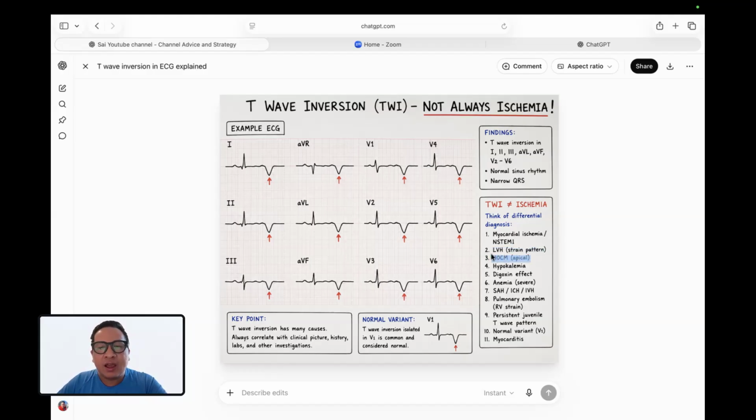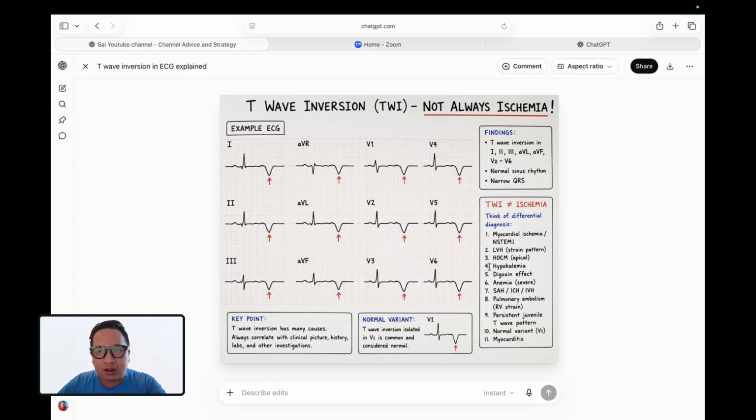And the next thing we should think about is whether it is an electrolyte abnormality. So we're going to take a look at the potassium. If the potassium is low, there can also be T inversions on EKG. There are widespread T inversions, but not as deep as those in HOCM, hypertrophic obstructive cardiomyopathy, or a specific pattern like left ventricular hypertrophy. This is one of the things that we need to consider.